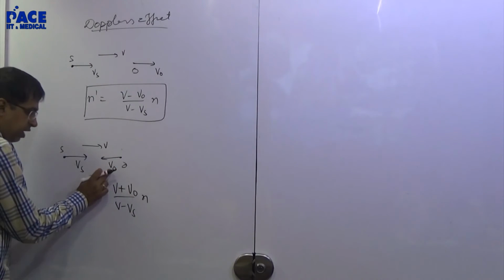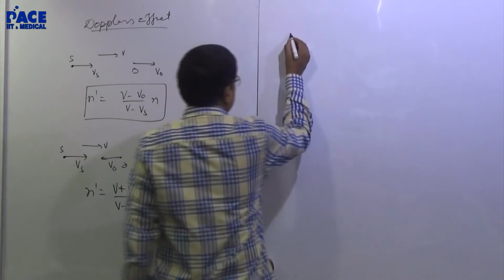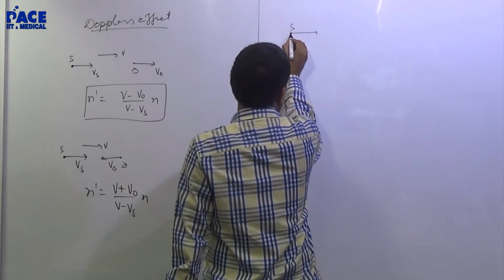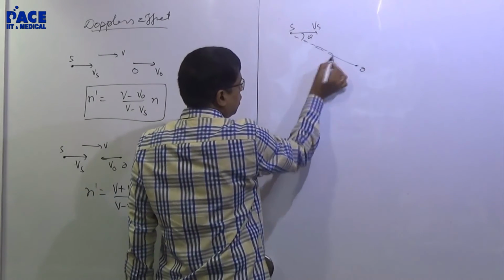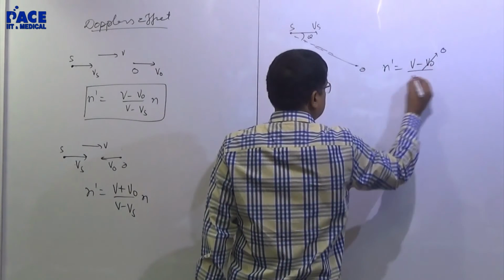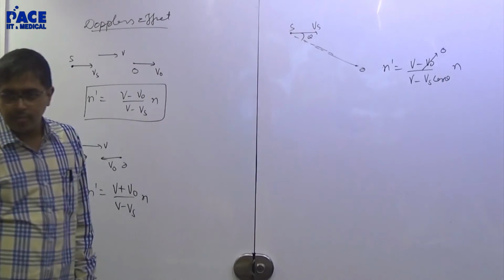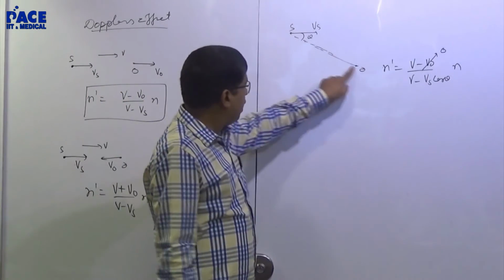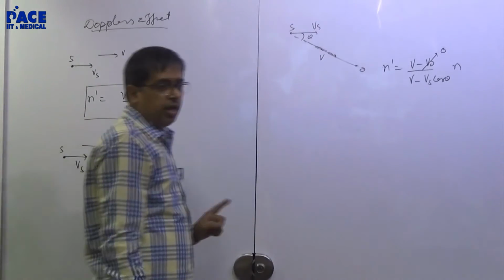Right? The moment any velocity is opposite to the direction of sound, minus of minus will come into picture. What if source is moving this way and observer is here? This is velocity of the source. Now N dash will be (V minus V naught), observer is at rest, by (V minus Vs cos theta) into N. Resolve either the observer or the source velocity along the direction of sound. Sound will always be in the direction of source to the observer.